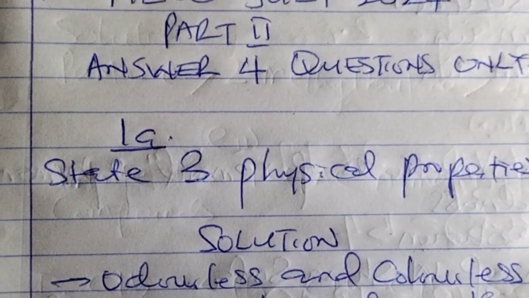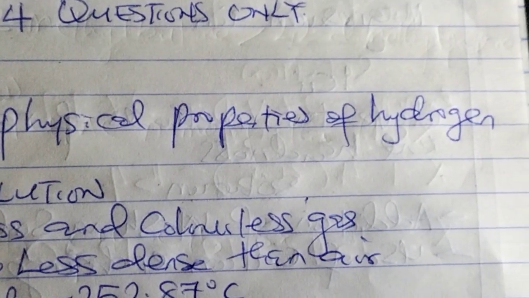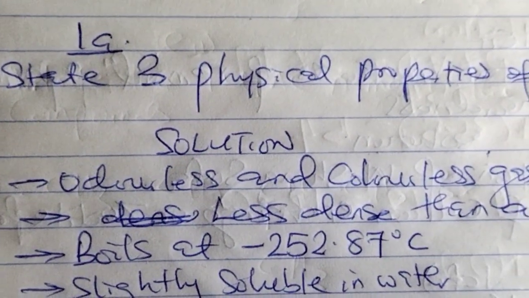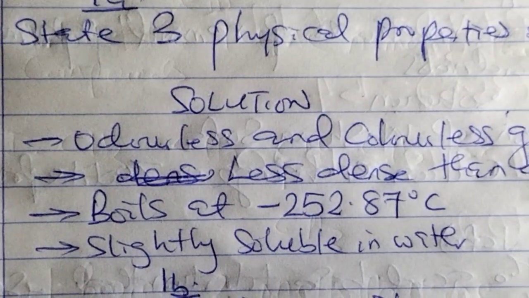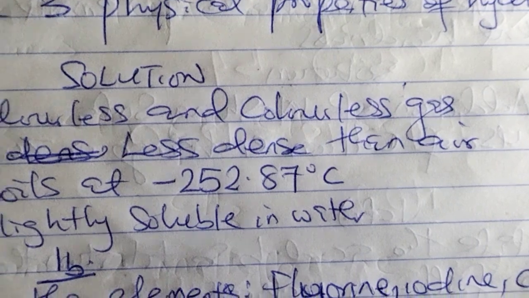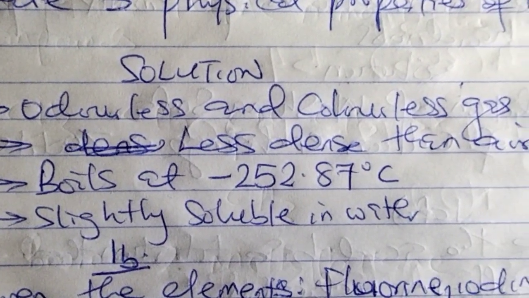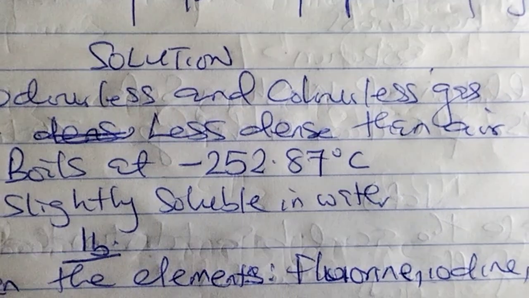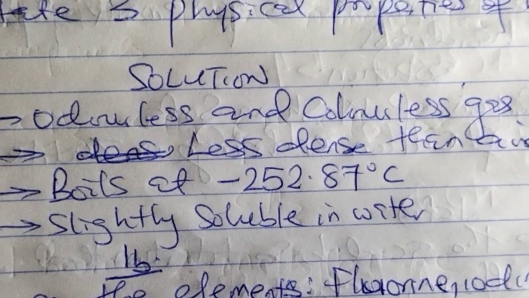Question 1A says state 3 physical properties of hydrogen. Solution: number 1, odorless and colorless gas. 2, less dense than air. 3, boils at minus 252.87 degrees Celsius. Number 4, slightly soluble in water. So you select any 3.